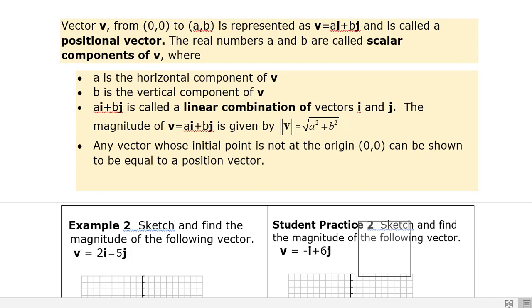To find the magnitude of that vector, we find that the same way we found the magnitude of our other vectors. It's going to be the square root of a squared plus b squared.